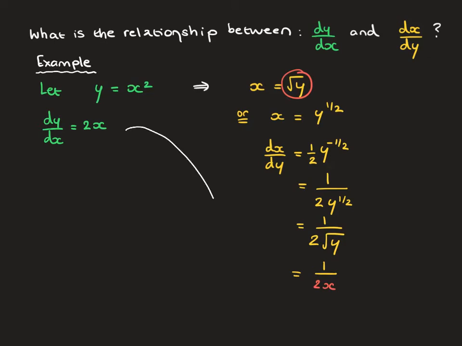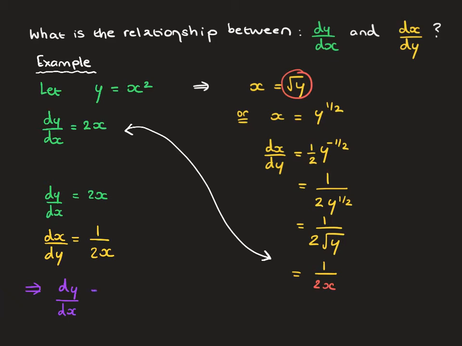So look at the connection here. Can you see it? We can see that dy by dx is equal to 2x, and we can see that dx by dy is equal to 1 over 2x. And this leads us straight into the result, the generalization that we can hopefully see, which is that dy by dx is equal to 1 divided by dx by dy.